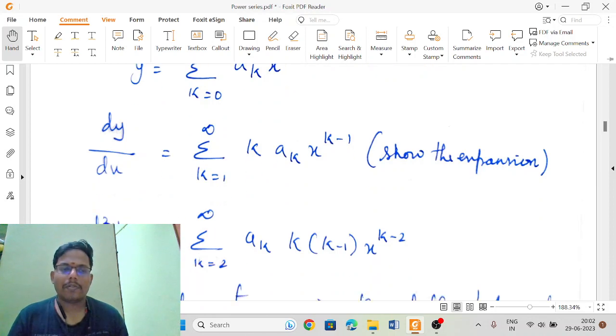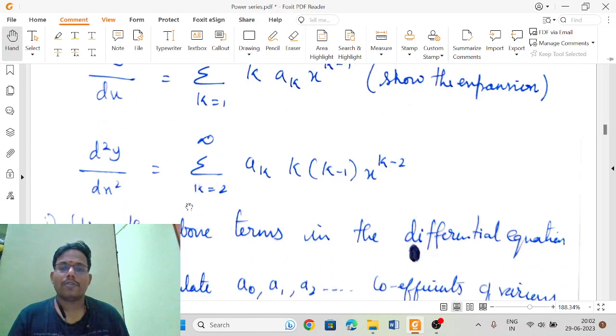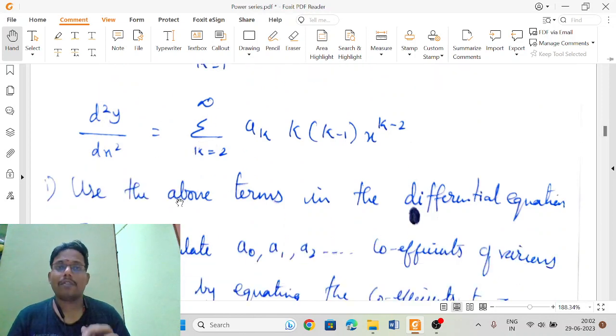Similarly, if I differentiate another time, I will be getting d square y by dx square, and I have a_k times k, and if I am differentiating, I will be getting this k minus 1 here, and k minus 1 will become k minus 2, and the summation will start from k equal to 2 and goes up to infinity. So we have to use these terms in a differential equation, whatever may be the differential equation.